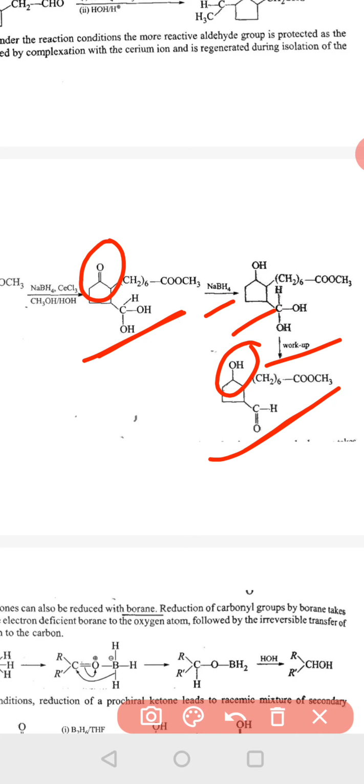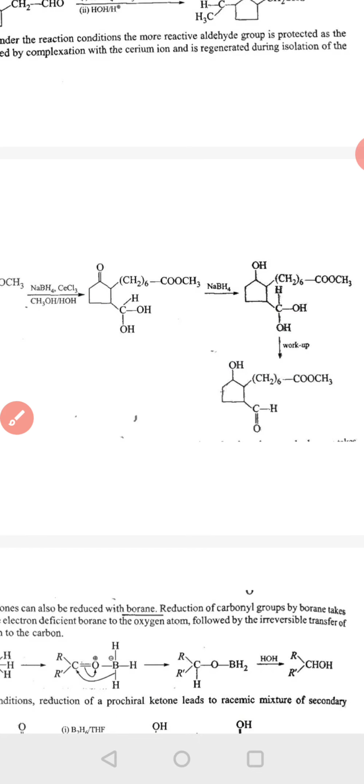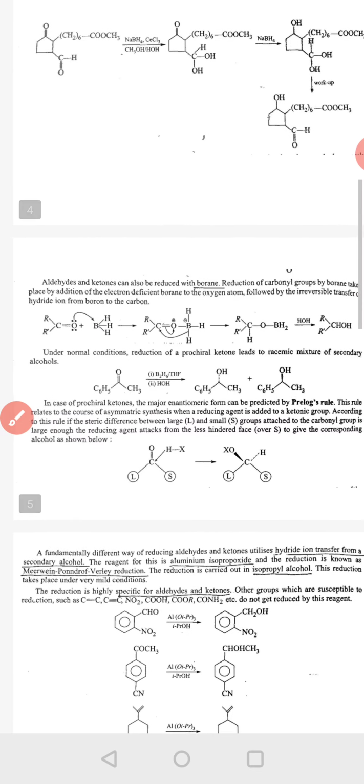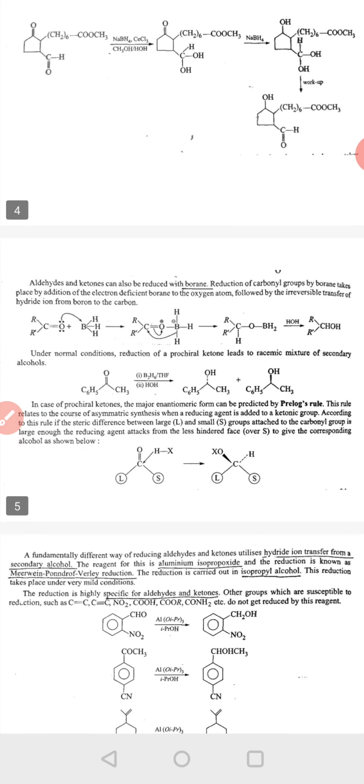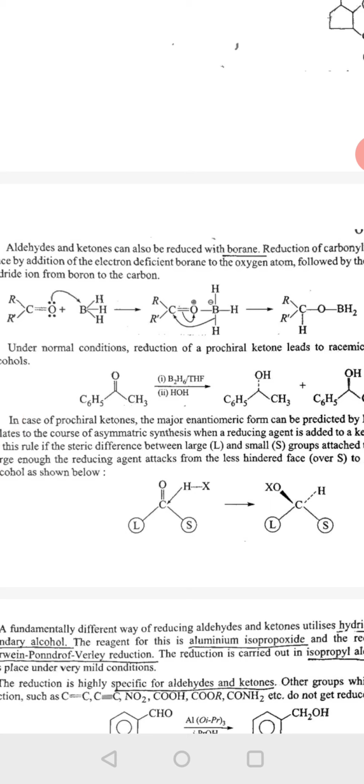Now, aldehydes and ketones can also be reduced with borane. This is another method of reduction of carbonyl compounds. Aldehydes and ketones are also reduced with boranes. Reduction of carbonyl groups by borane takes place by addition of the electron deficient borane to the oxygen atom. The first step is the addition of borane, BH3. It is electron deficient in nature.